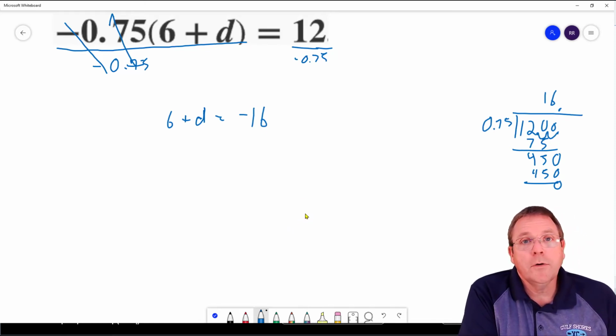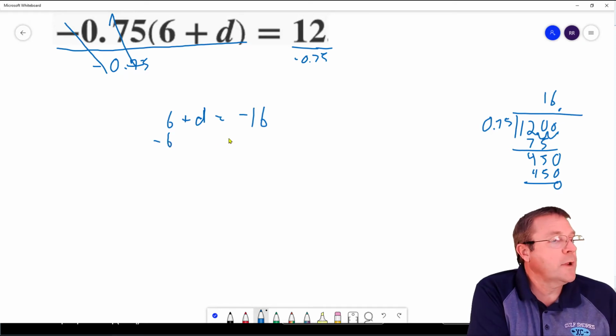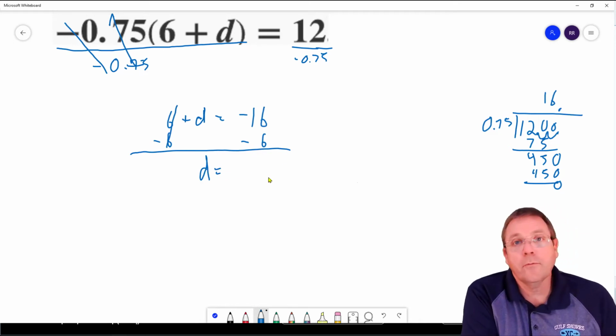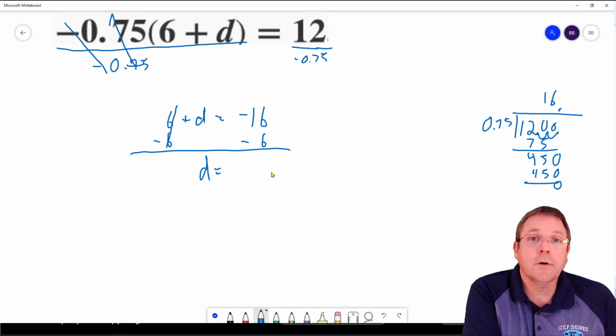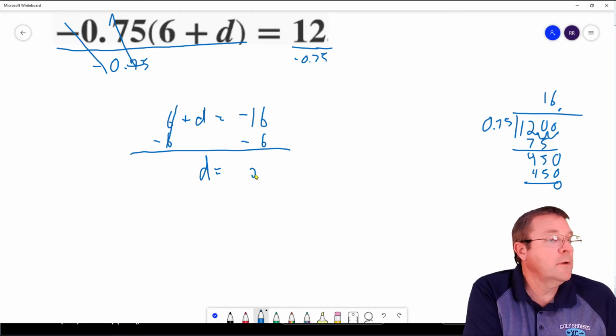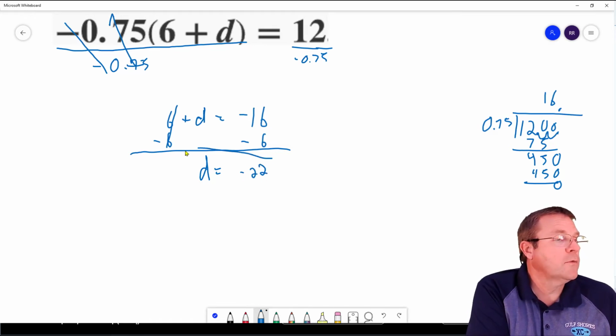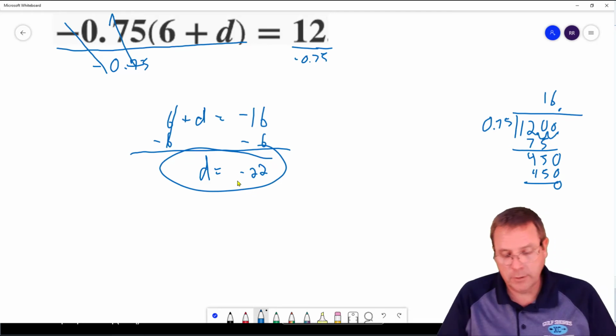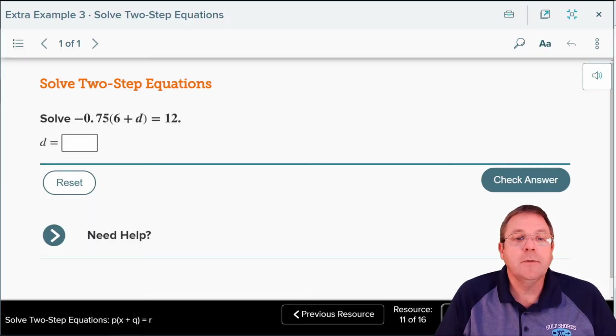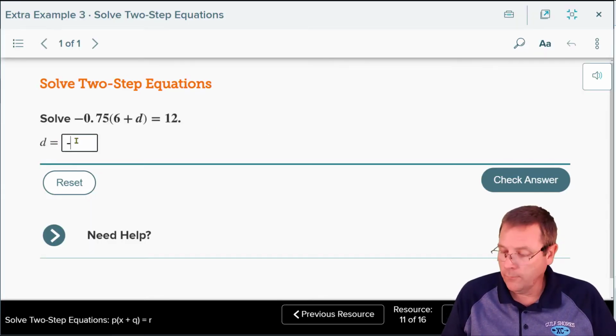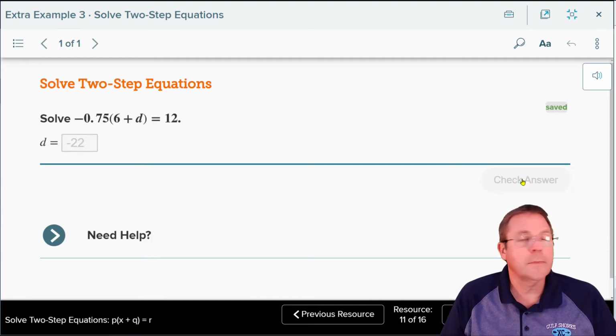From here, we're going to undo addition and subtraction by subtracting 6 on both sides. On the left, they zero out, becoming d equals. On the right, we have signs are the same. Find the sum, which is 22, with the sign in front of your larger number going in front of your answer, making that d equals a negative 22 for our final answer, and it checks.